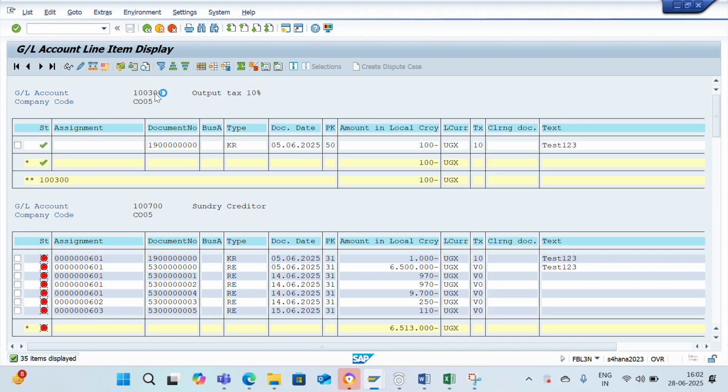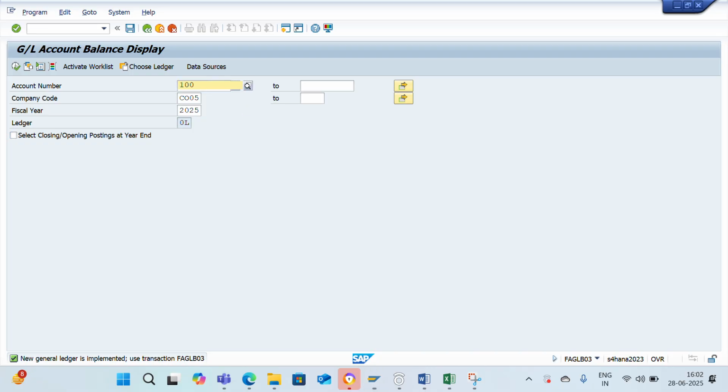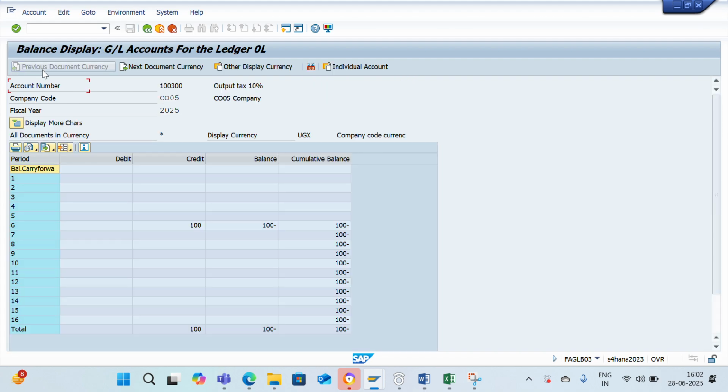Let me just provide the GL account 100300 here and execute. We see the ending balance is 100 and there is a booking in period number 6. There is no booking in periods 1, 2, 3, 4, 5, and there is no carry forward from the previous years also.